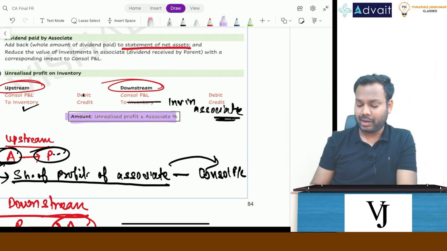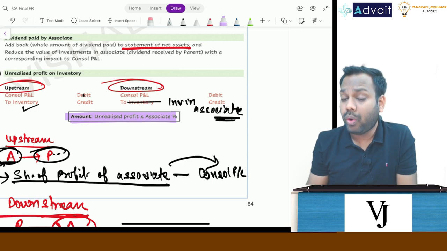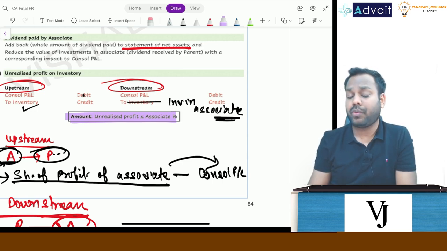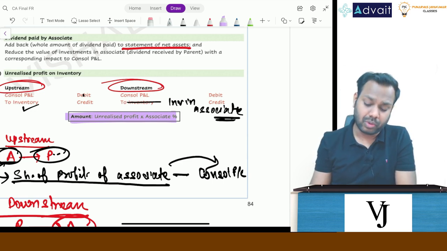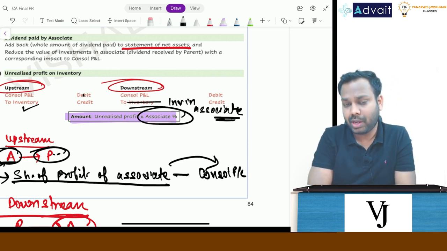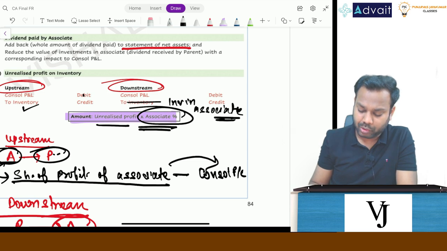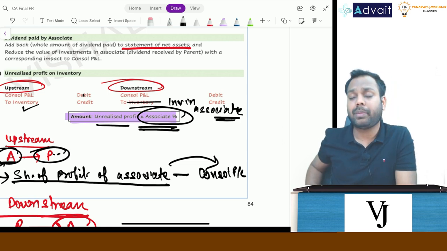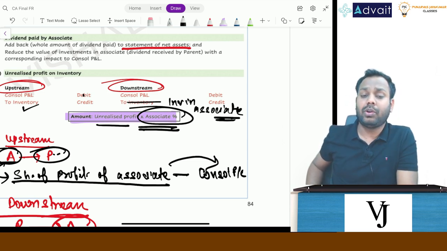They pass this under general interest, or they do this adjustment with the whole amount of unrealized profit. No guys, we have to do it only with our share in associate. Okay, unrealized profit multiplied by associate percentage. Do not forget to multiply it with associate percentage.